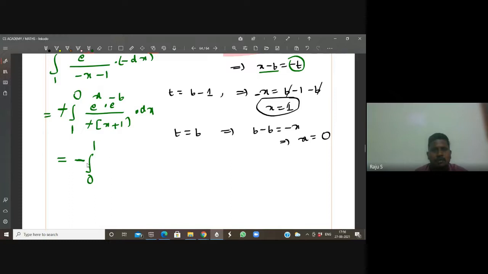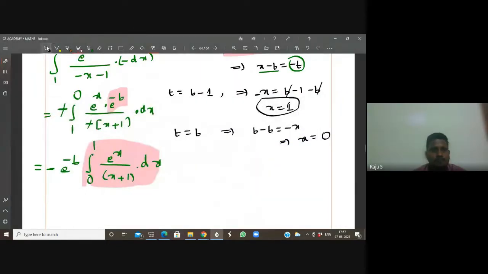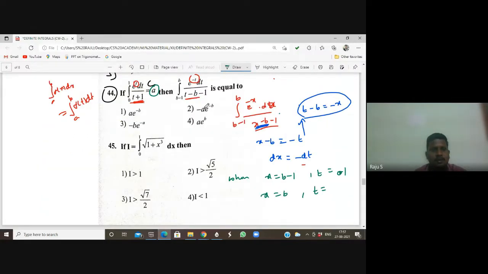Okay. Then e power minus b is a constant. You can take it outside. When I take it outside, minus e to the power of minus b, then the remaining is e power x by x plus 1 into dx. What about this value? This total value becomes what? From the given condition, that is a. So this is equal to minus e to the power of minus b into a. The answer is minus e power minus b a, the second option. Am I right? I think so, second option only.